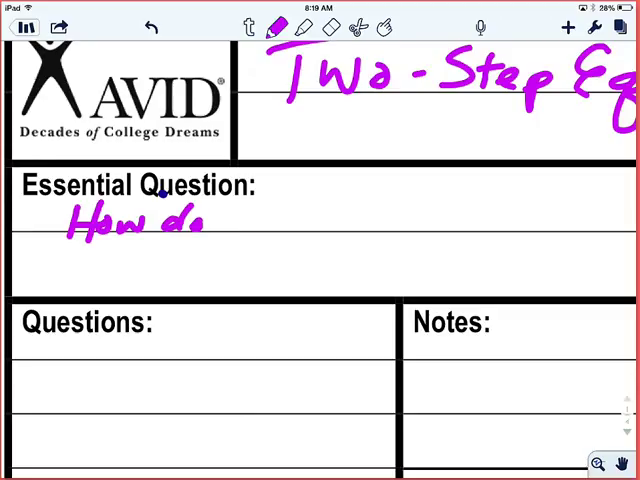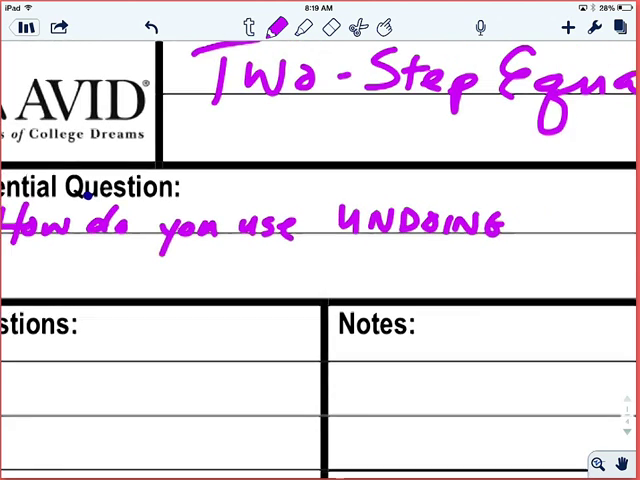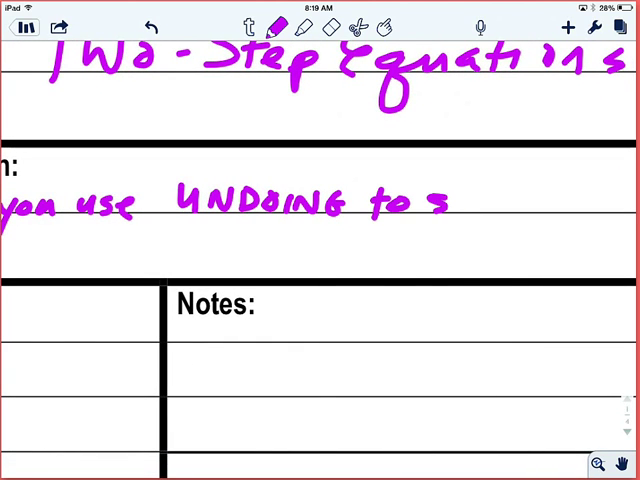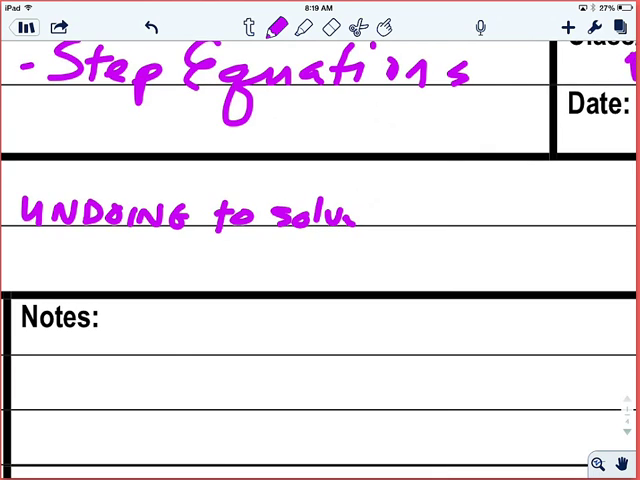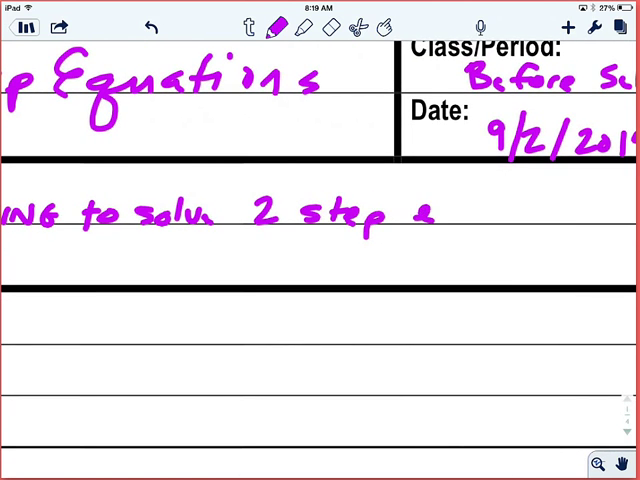Okay, our essential question today is, how do you use undoing to solve two-step equations?